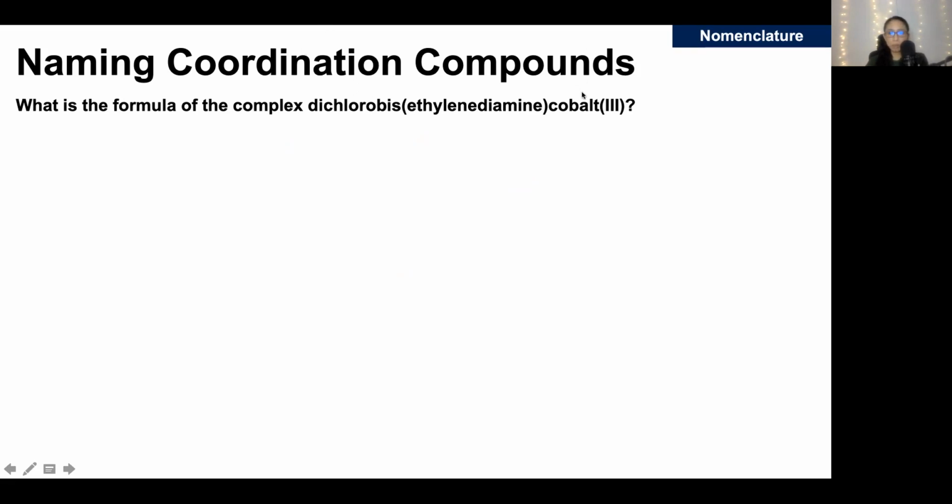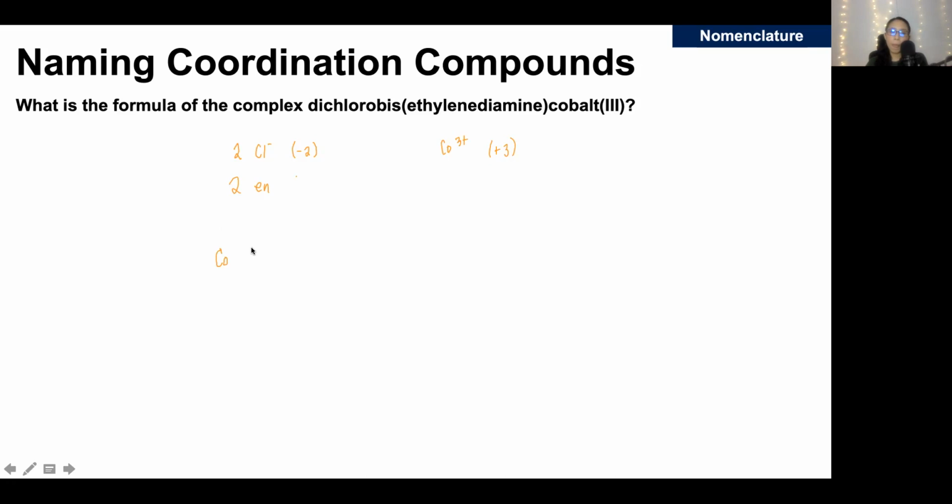Okay. So from the name, what can we deduce? There are 2 chloride ions or ligands. So that gives a charge of -2. There are also 2 ethylene diamine ligands. Ethylene diamine ligands are neutral. And then we have cobalt 3. So that gives a charge of +3. So what is the net charge of our complex? Should be +1, right?